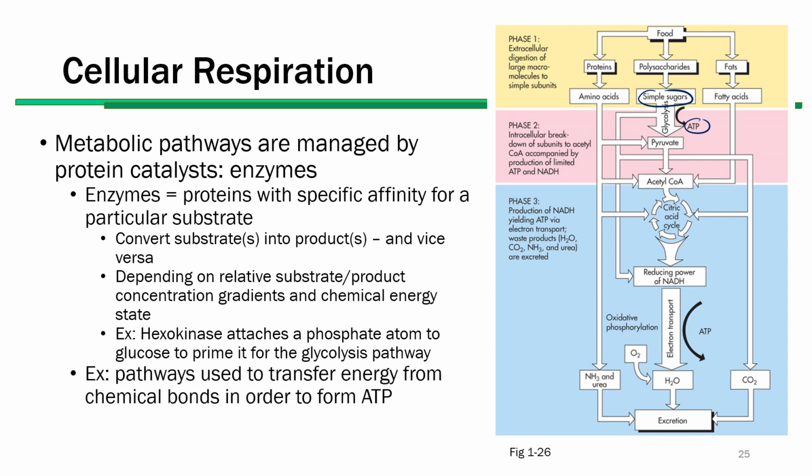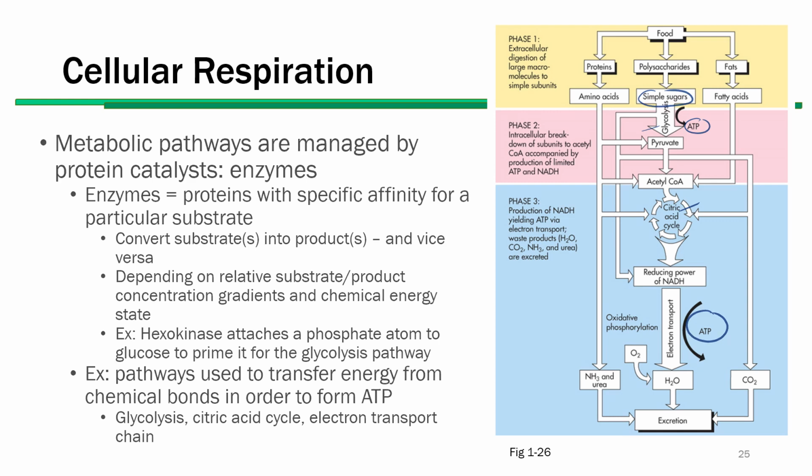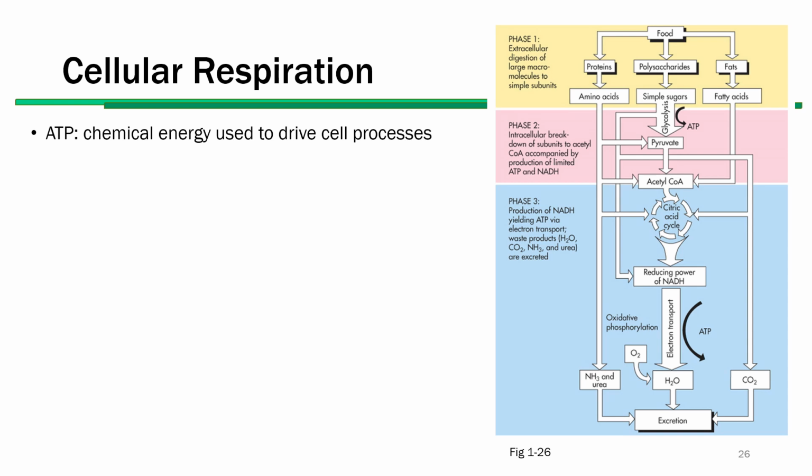Pathways used to transfer energy from the chemical bonds in order to form ATP are some of our main metabolic pathways. So all of these on here are ones that are feeding into this process of making ATP. So all of our citric acid cycle and glycolysis and all the pathways that feed into that process. So glycolysis, citric acid cycle, electron transport chain, those are our main ones. ATP is a chemical energy used to drive cell processes. That's the cell currency. We need ATP to get it to do its work. So all these pathways are geared towards making ATP. It must be continuously replenished by metabolism.